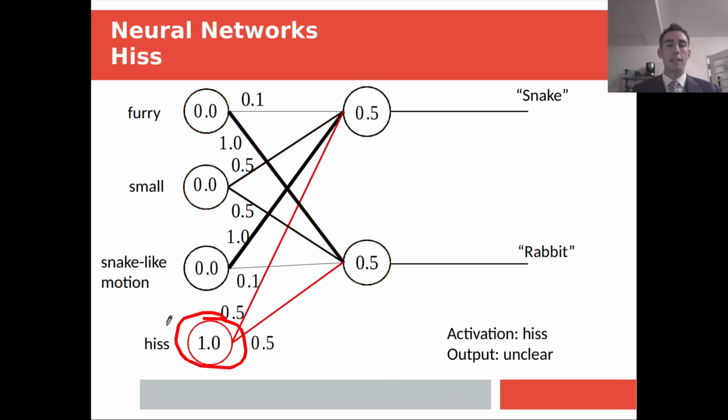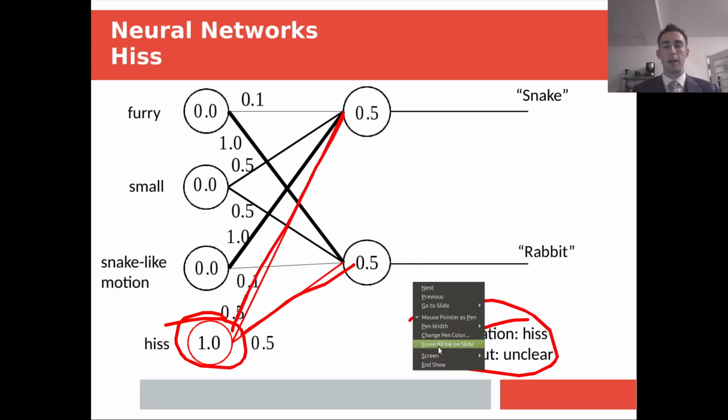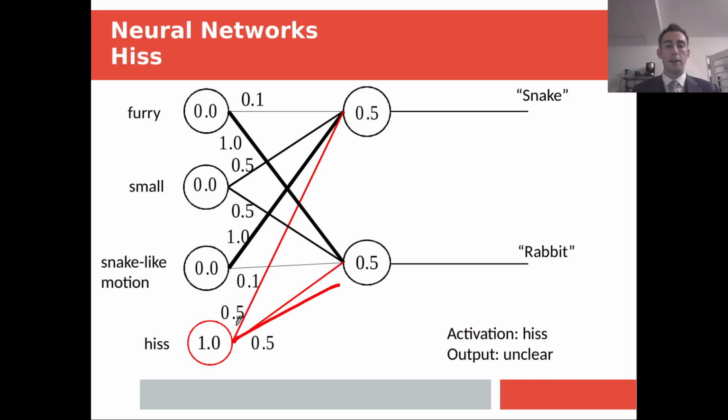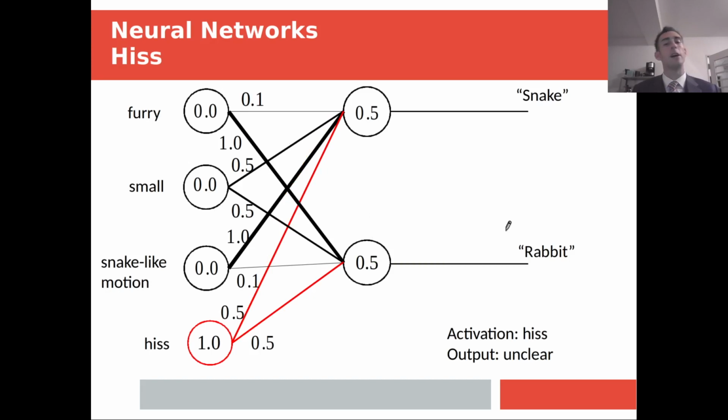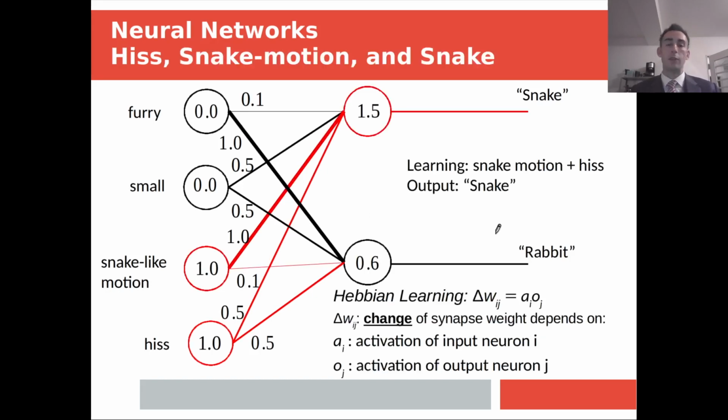What if you only hear a hiss? Well, 0.5 times 1 is going to be 0.5, so snake and rabbit are both activated 0.5. The output is unclear. Of course, I don't usually think of rabbits when you hear a hiss, so maybe it's a baby's brain, it was just born, it doesn't know that snakes hiss and rabbits don't yet. It has to learn it by associating it over time. Well, that's exactly what we're going to do.